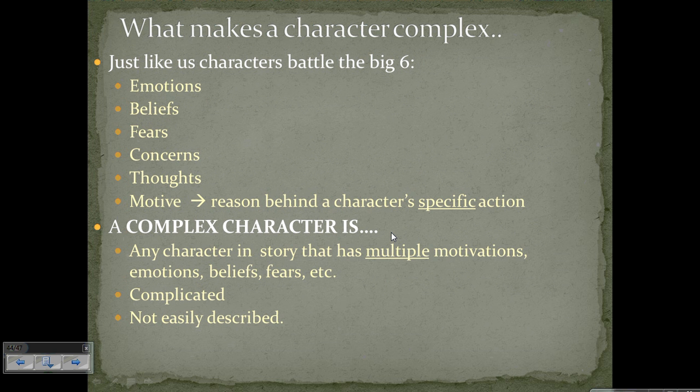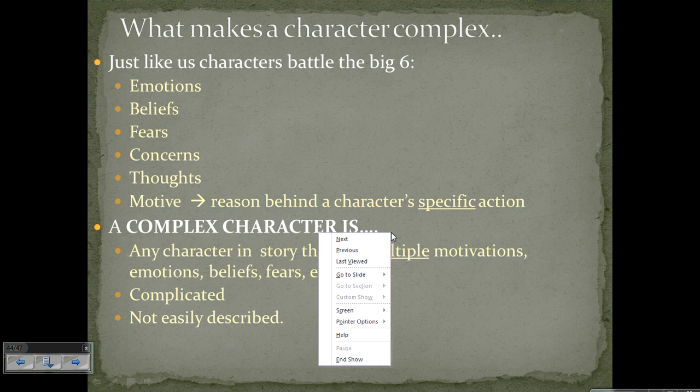So, what makes a character complex? Just like us, characters battle the big six in life. They battle emotions, beliefs, fears, concerns, thoughts, and most importantly, motive. Intrinsic, which is internal, or extrinsic, which is external, which is the reason behind a character's specific action. That's the definition of motive. Now, a complex character is any character in a story that has multiple motivations, emotions, beliefs, fears, etc. A complex character is complicated, and a complex character typically can't be easily described. Typically, heroes are complex characters.